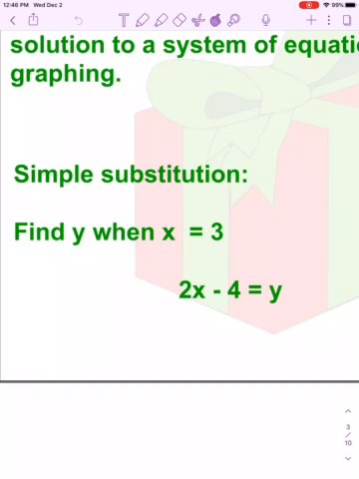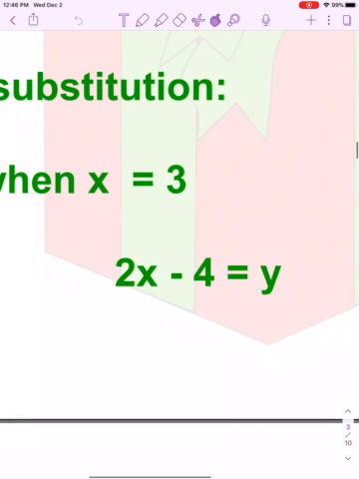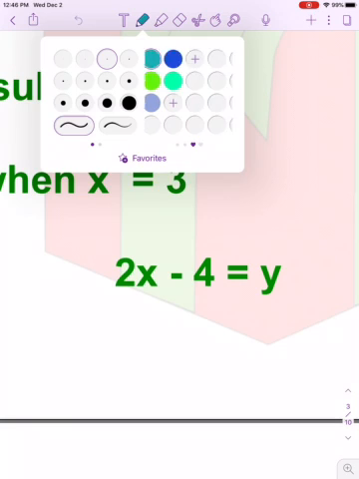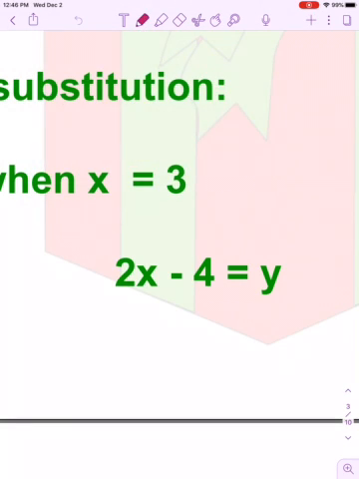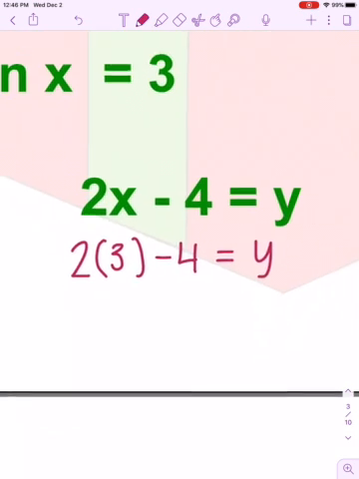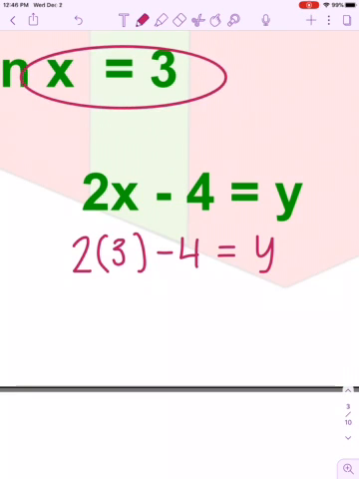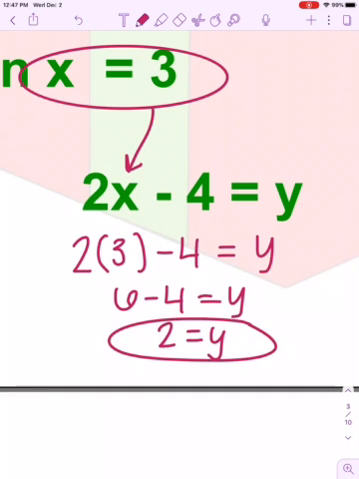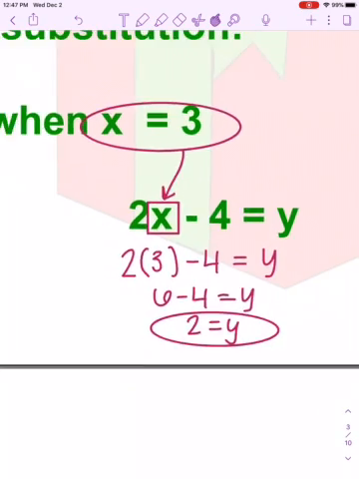So this is just a super basic example to get us started. It says find y when x is 3. So here's my equation, 2 times x minus 4 equals, we do not know y, that's what we're looking for. They told us x was 3, so all I did was plug the 3 in for the x here. Then I just solve it. 2 times 3 is 6, and 6 minus 4 gives me 2, so y is 2. Okay, that's substitution. You take something and you plug it in for something else, and that's what we're doing today.